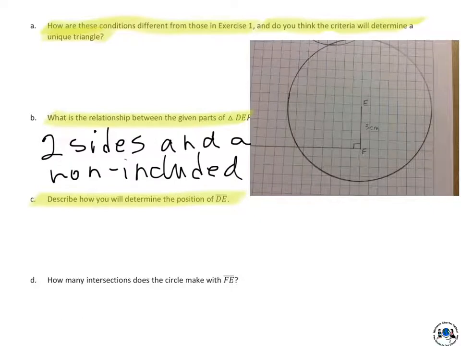So the big question, the question of the lesson here, is how many intersections does this circle make with DF? Of course, I said FE at first, but that is not correct, this should be DF. I hope that didn't confuse you. It makes only one intersection, and there it is right there, DF, only one.